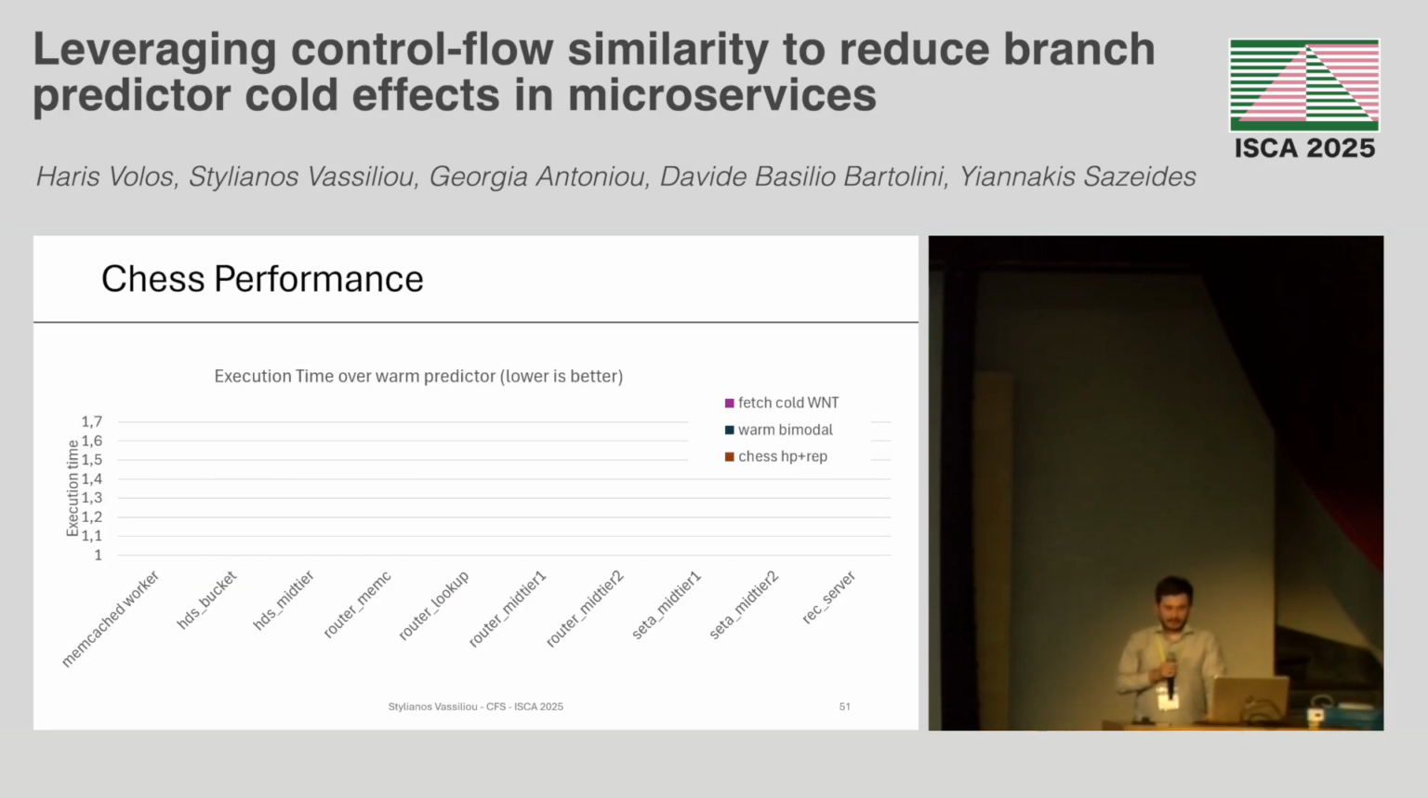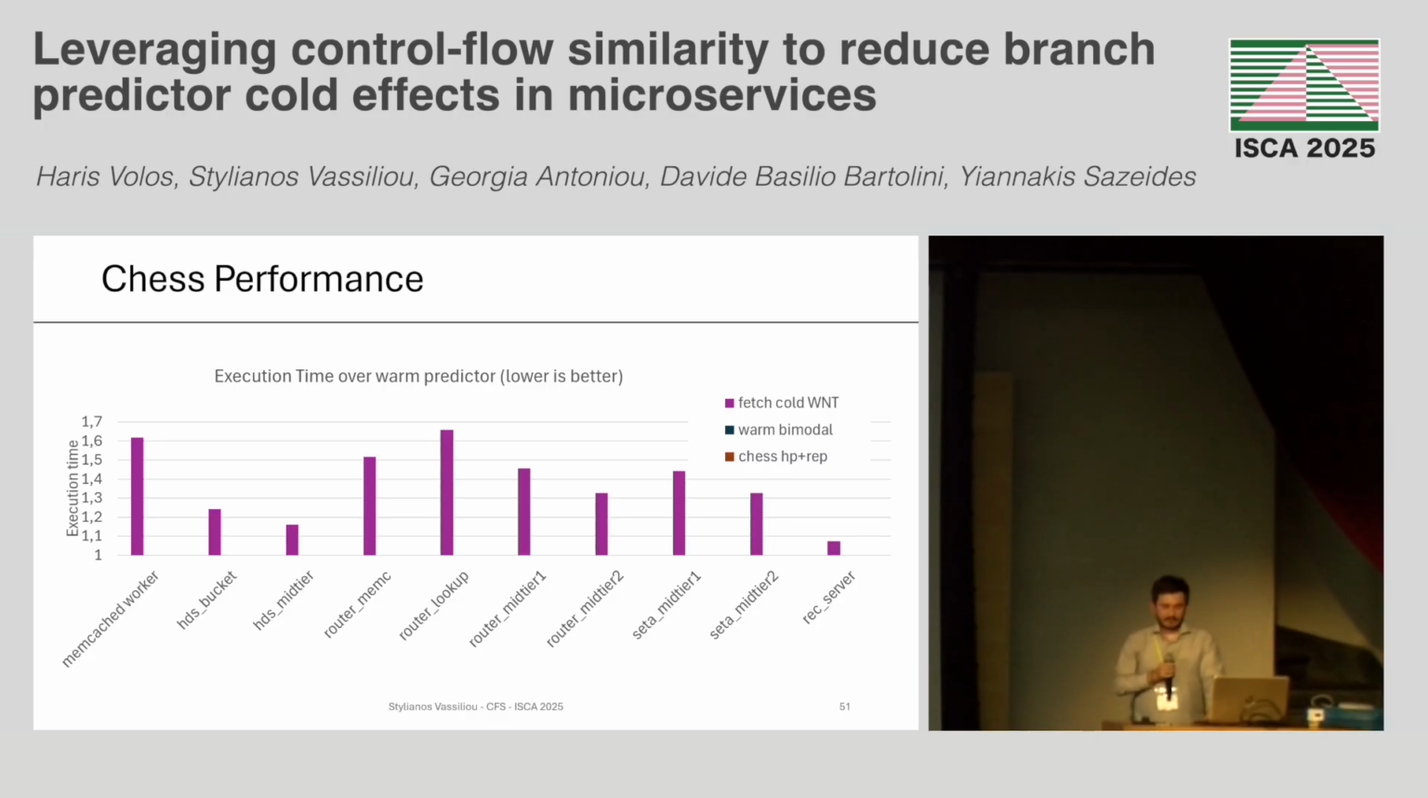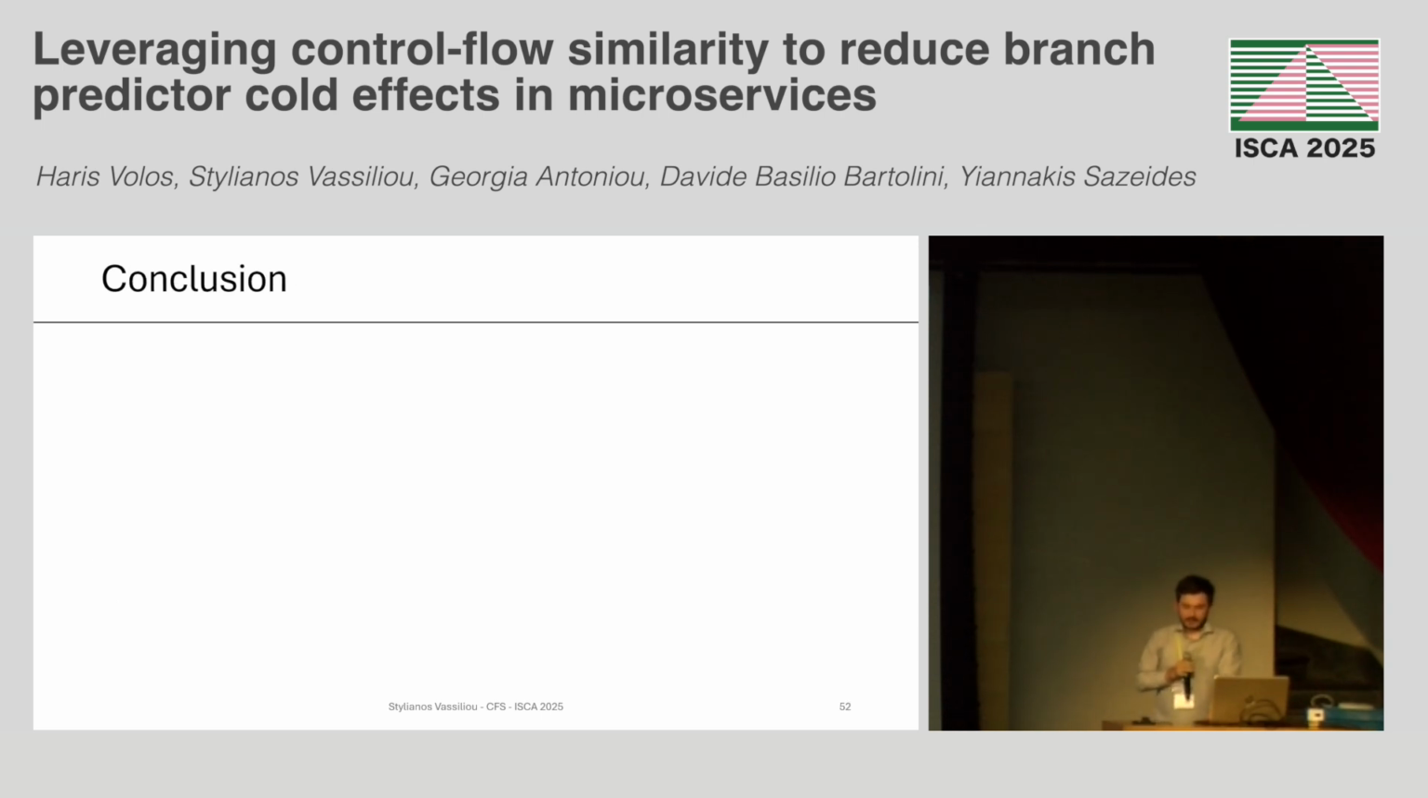We evaluated performance on ChampSim, with 1 being the performance of the warm fetch predictor. The cold fetch had a nearly 40% increase in execution time compared to the warm predictor, while a cold fetch predictor with a warm bimodal showed only a 15% increase, and using chess reduced it to just a 5% increase. Additional results are available in the paper, including comparisons with state-of-the-art predictors like Whisper.